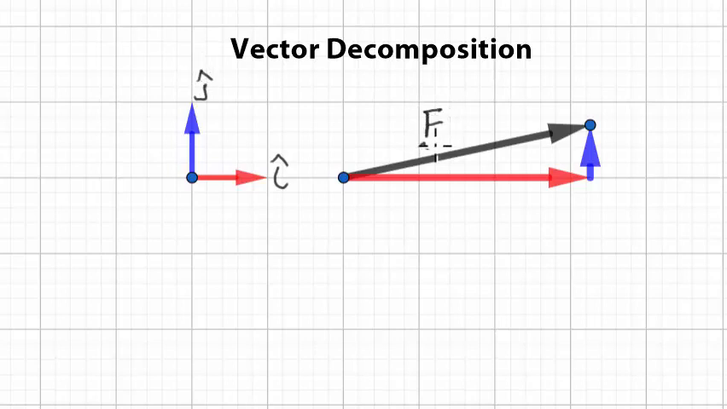why don't I give it the vector name f, and I can write it in terms of horizontal and vertical components. Like so. So this fx would be the horizontal component, or the I-hat component of the vector, and fy would be the vertical component.